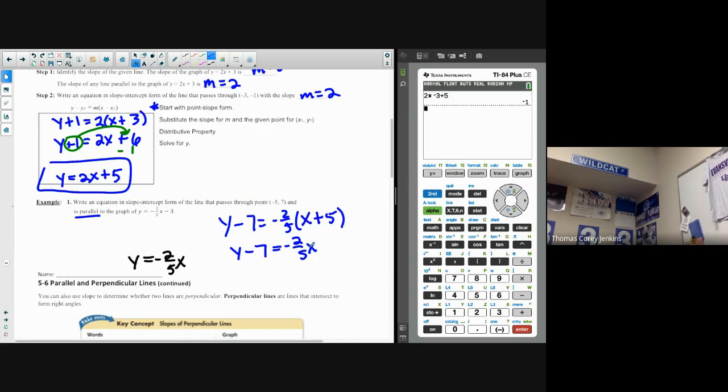-2/5 x. Then -2/5 times 5, right? So here's where you would probably use your calculator. -2/5 times 5 is going to be -2. So y minus 7 is equal to -2/5 x minus 2, and then we just move over the -7. It's +7 on the other side.